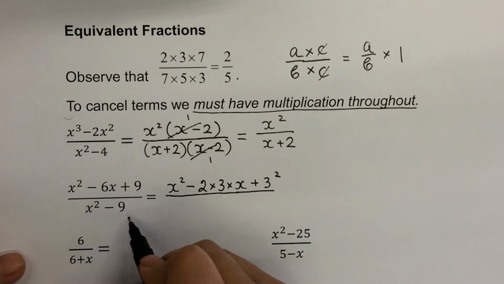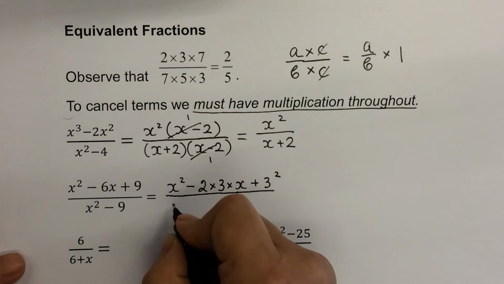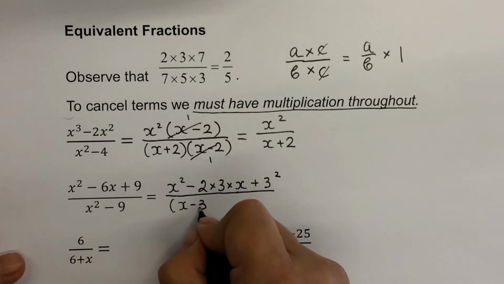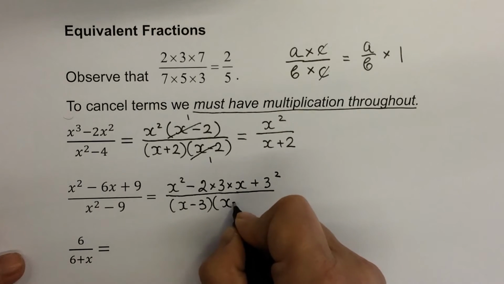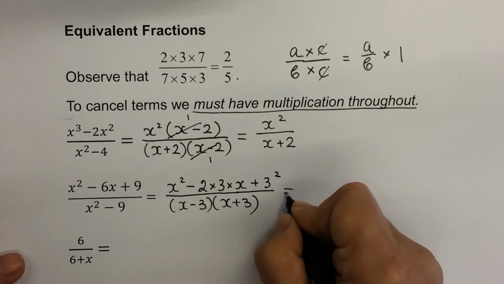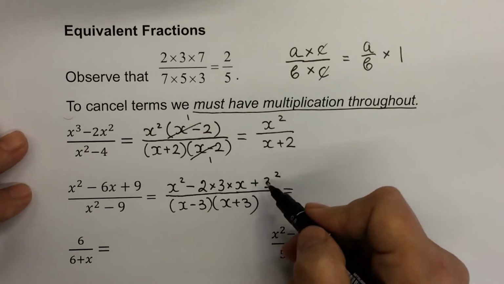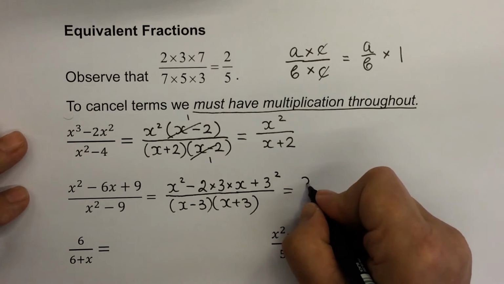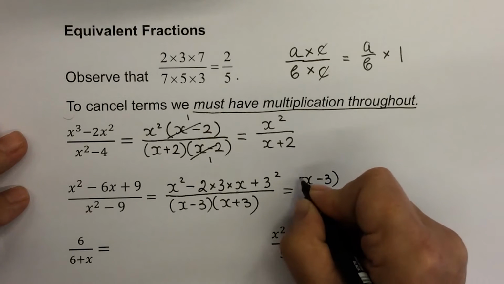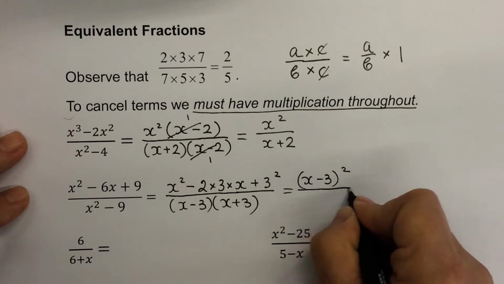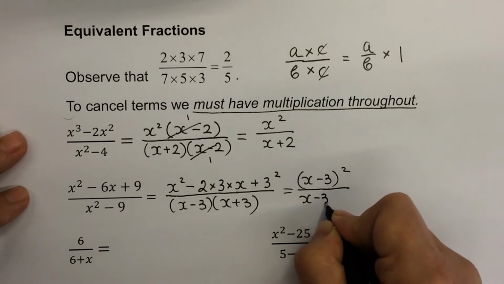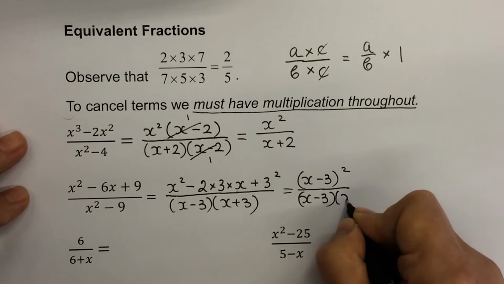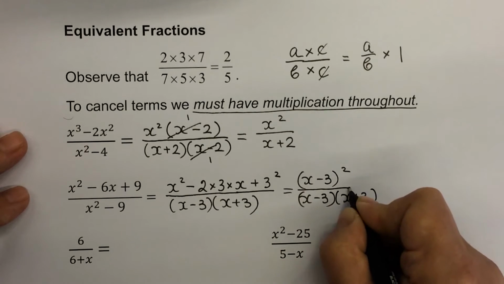Denominator. This is a difference of two squares, x² minus 9, which is 3². So I use the formula, I use my special product result. Well, now I have to factorize the numerator. That would be simply x minus 3 squared over x minus 3 times x plus 3.